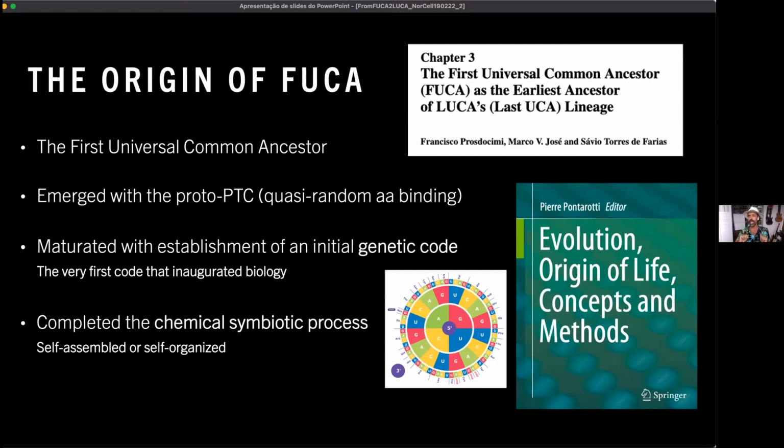The second moment is when the genetic code has been established. I would need a complete lecture to say how this happened, but I will just go ahead. This completed the chemical symbiotic process that was completely self-assembled and self-organized to create this first organism, proto-organism. It was not an organism, it was a naked sort of RNA that was capable of creating proteins in an organized fashion, with codons, and codons defined for amino acids, okay?